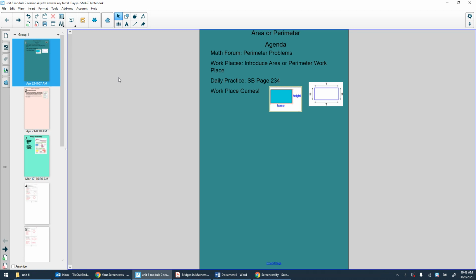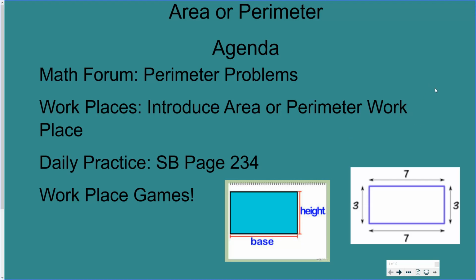I am so happy, though, to be able to be back with you and be able to continue your learning with our next math lesson. As you see on your screen today, we will be continuing our focus on area and perimeter. Today we'll focus on some perimeter problems. I am going to introduce to you a new workplace station 6B. We will have daily practice on page 234, so if you want to have that open, that'll be in your yellow book. And I'll take you through the workplace station game, and then I will show you what your homework will be at the end.